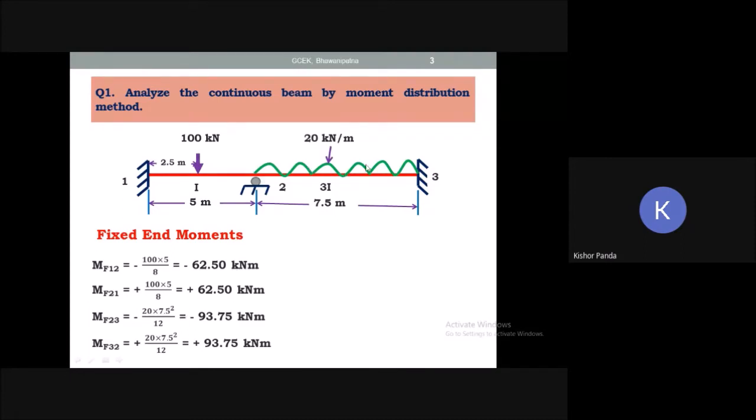So W is given 20 and L is given 7.5. So MF23 is equal to minus 20 into 7.5 square by 12. This is minus 93.75 kilonewton meter. And MF32 is plus 20 into 7.5 square by 12. This is plus 93.75 kilonewton meter.